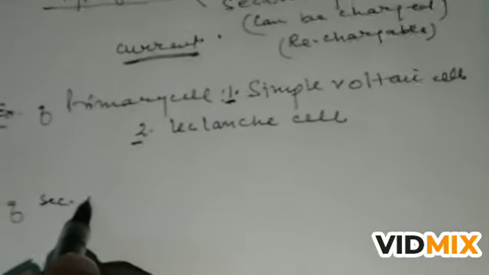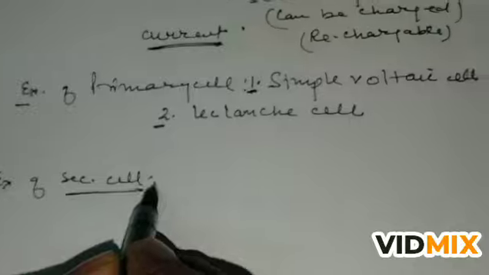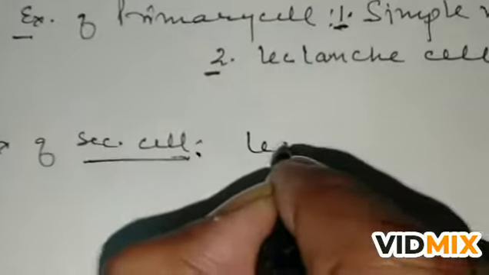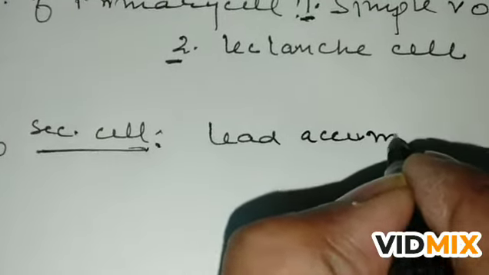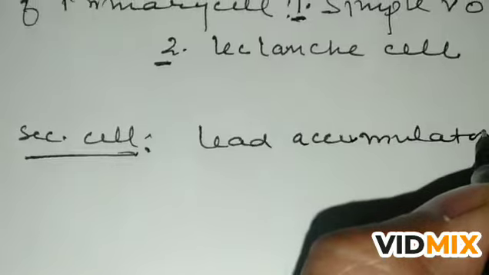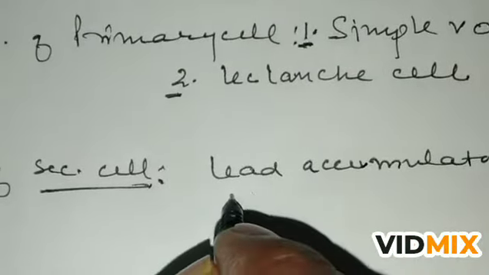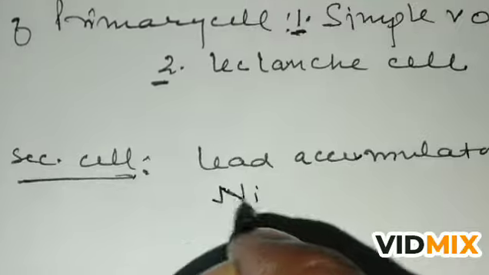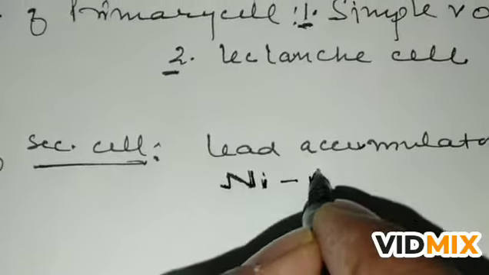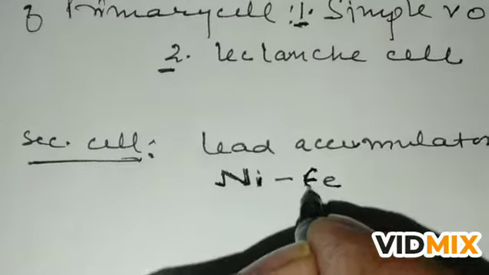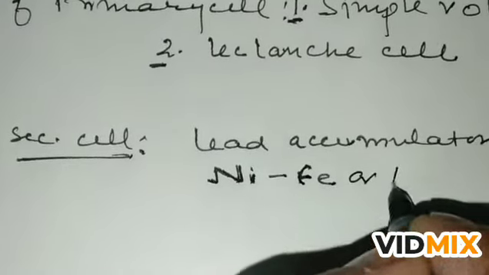And examples of secondary cell are lead accumulator, nickel, the symbol of nickel is Ni, nickel iron, Fe, or alkali accumulator.